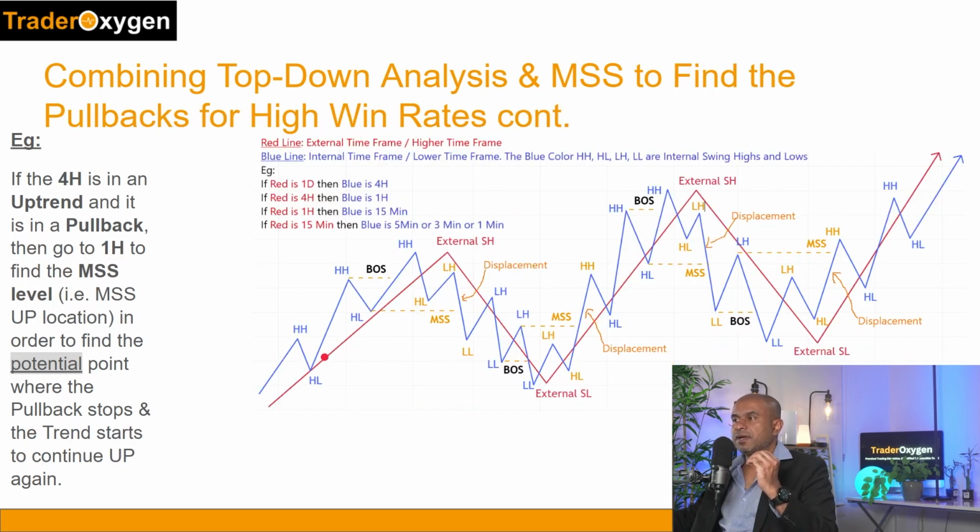So for example, if your higher time frame is the 4 hour, if the red color line is the 4 hour, and let's say the 4 hour is in a pullback, then what you do is you go to the 1 hour and see if there's a market structure shift. If you see a market structure shift, then potentially the pullback is over, and after that you can start buying in these locations in the 1 hour chart. Okay, let's jump into another example.